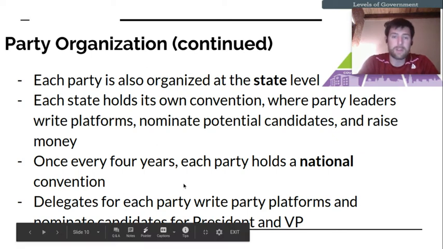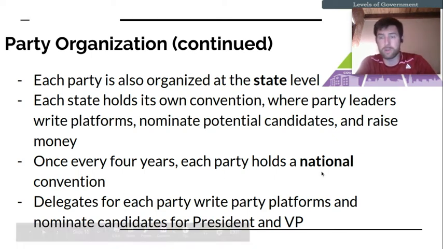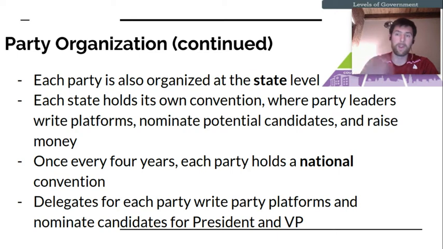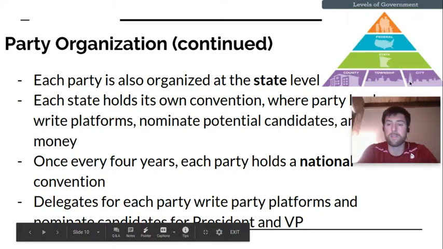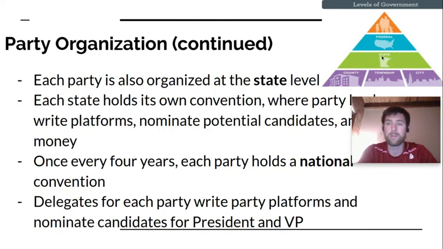Once every 4 years, each party holds a national convention. So we're kind of working our way up the pyramid right now. Delegates for each party write party platforms and nominate candidates for president and vice president. So it literally works itself up, starting with the local level, state level, then national or federal level. And that's how it goes up.